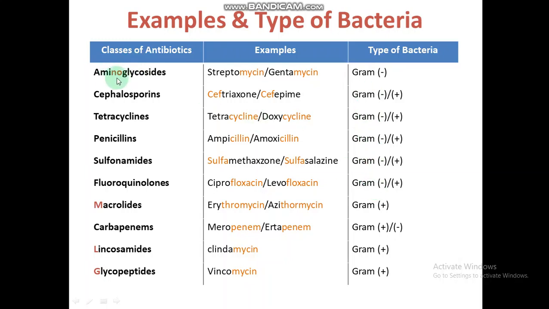So amino, negative for negative. In this way we can remember that amino acts on gram-negative, and M, G, and L act on gram-positive, and other classes act on all kinds of gram-positive and negative bacteria. So in this way we can remember.